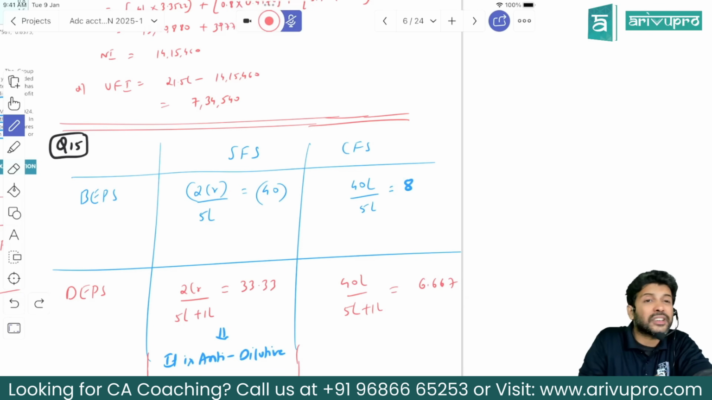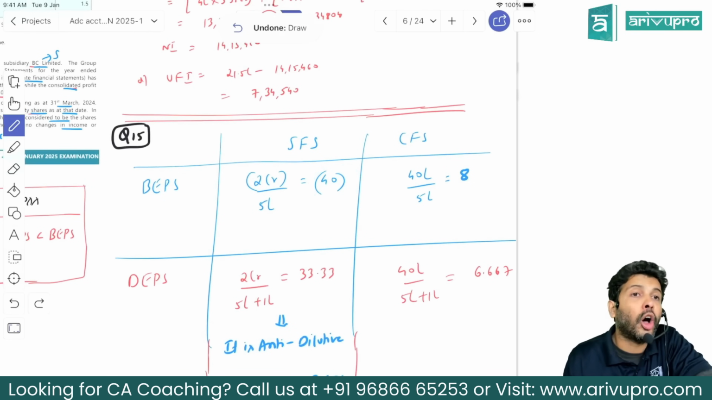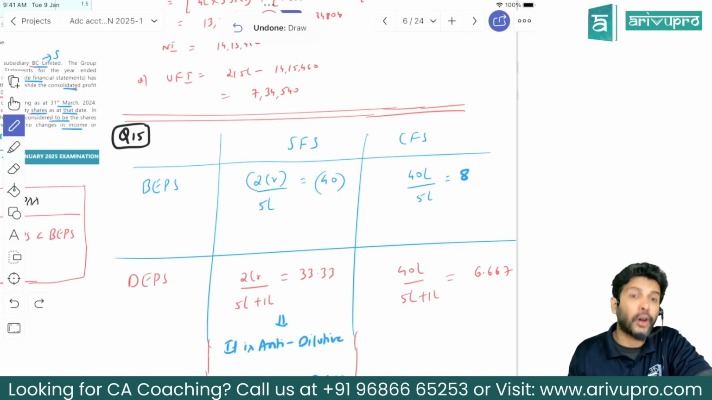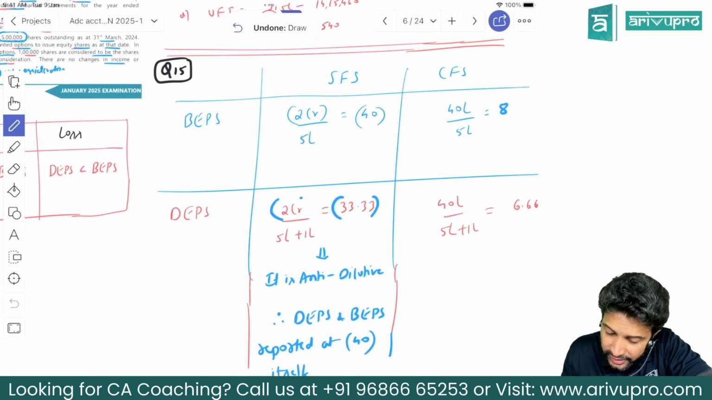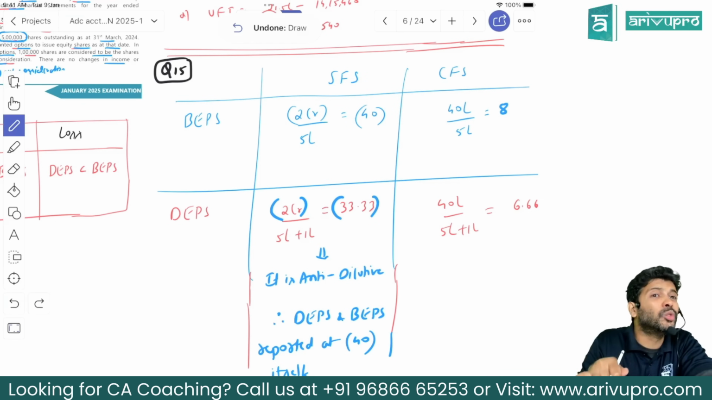But look at SFS data. BEPS is how much? It's not profit, it is loss per share. How much is loss per share at SFS level? 40. But DEPS at SFS level is how much? 33.33 negative. This 2 crore is still loss. Correct? So loss per share is increasing or reducing?